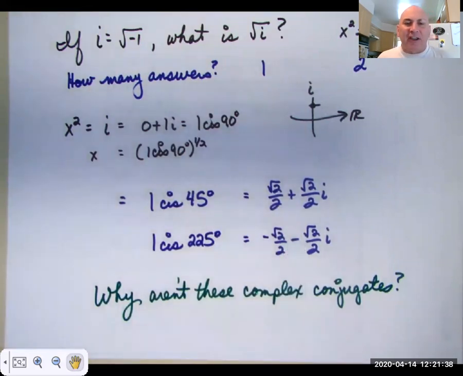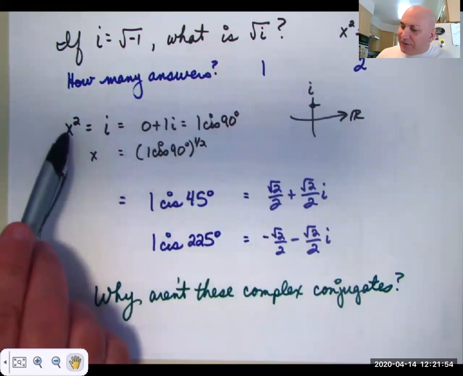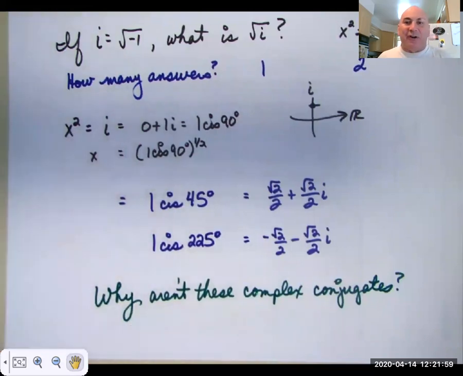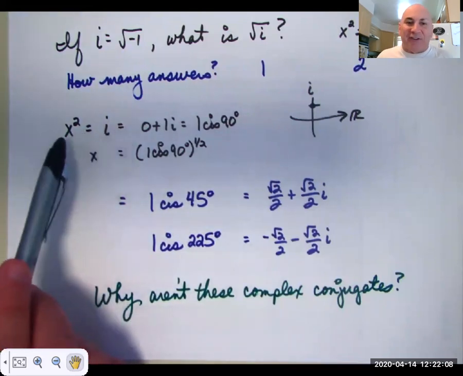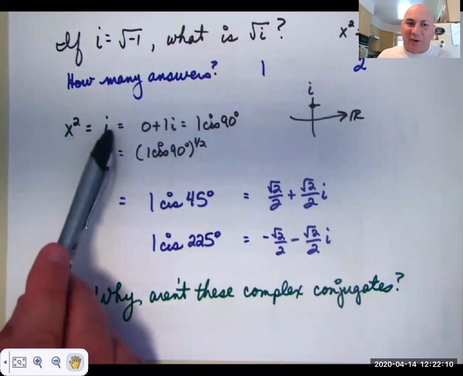I just got done talking about your roots will always, always, always be complex conjugates. Why are these two roots not complex conjugates? Well, the answer is because they come from there, and if we make a polynomial out of this, x squared minus i equals 0, and in the previous slide I said that all the coefficients had to be real numbers, or all the a values had to be real numbers. Here's one that isn't real.